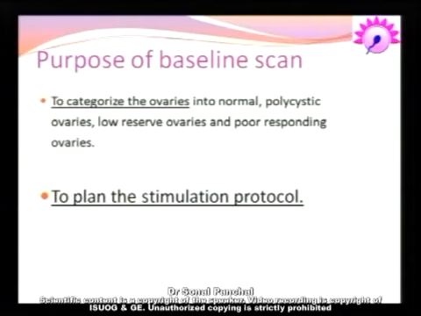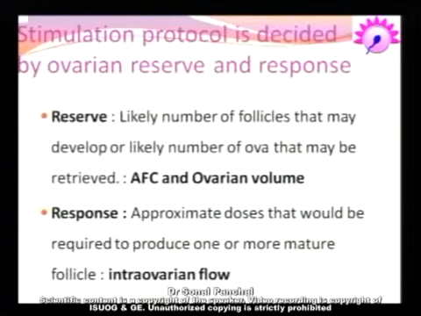The purpose of doing this baseline scan is to find out whether the ovary is polycystic, normal, or low response. But I'm not going to go into the details of that. Dr. Nick has explained to us very beautifully about the PCO. Our main aim during follicular dynamics is to decide and plan our stimulation protocol. And this protocol can be decided based on 2 things. One is the ovarian reserve, and the second one is the ovarian response.